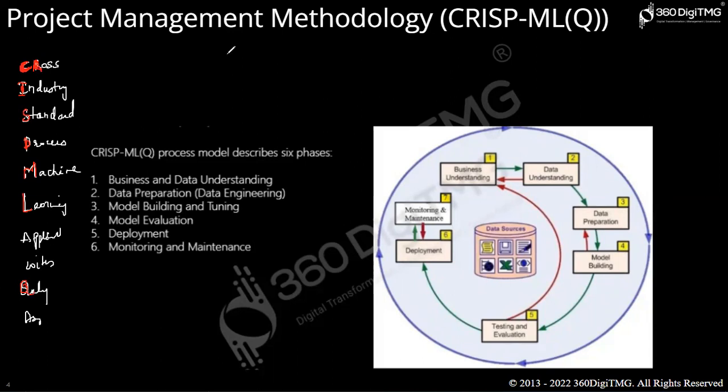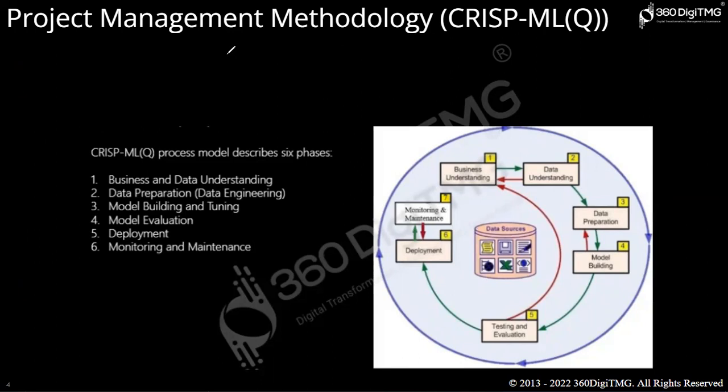It consists of 6 different phases. The 6 phases are business and data understanding, data preparation, model building and tuning, model evaluation, deployment, monitoring, and maintenance. So these are the 6 different stages of data analytics.